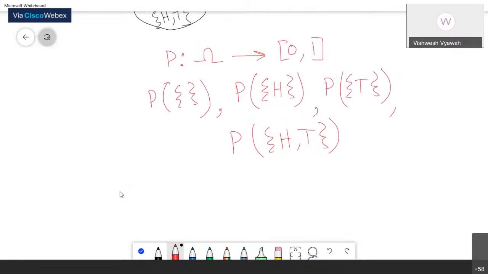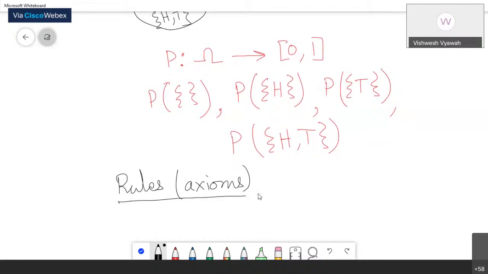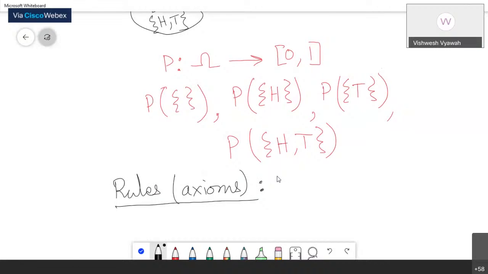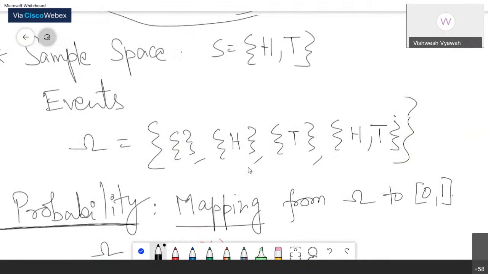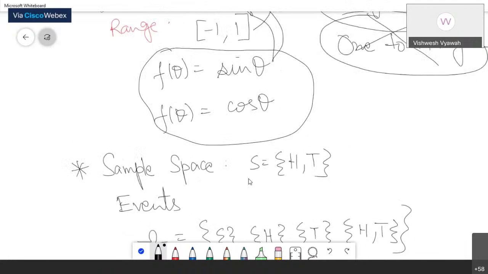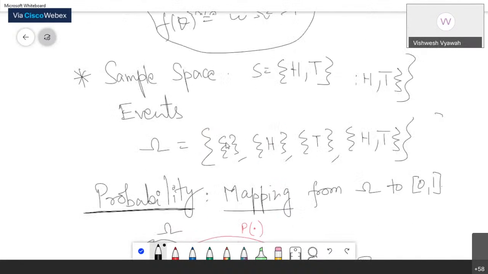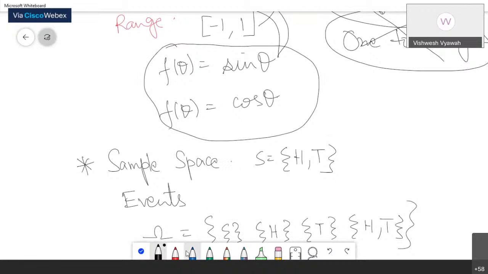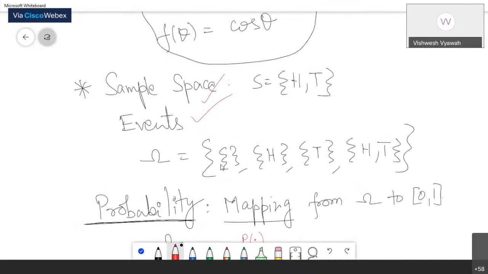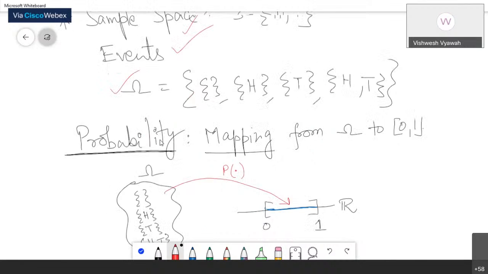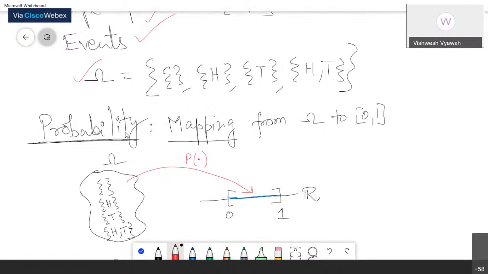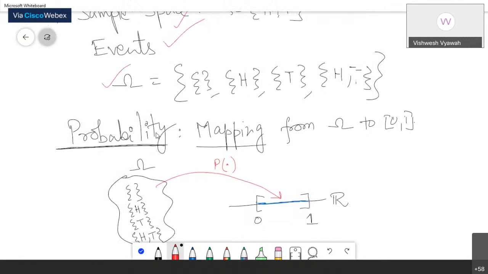There are certain rules, which in mathematical terms you will call axioms, which need to be satisfied by any function that is defining probability. I hope this concept is clear. We are going slow, but I hope everyone is with me and understanding. We talked about the sample space, we talked about events, and then we talked about this sigma. Then we went ahead to probability. It's a function or a mapping from sigma, which is the collection of all events, to the interval 0, 1.